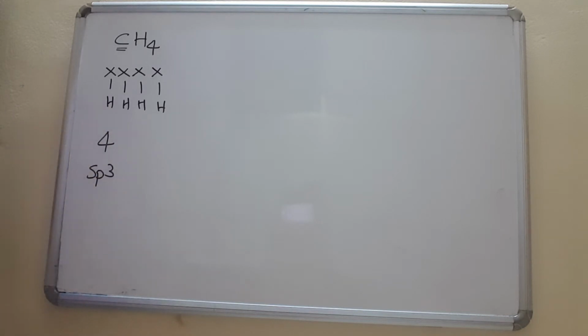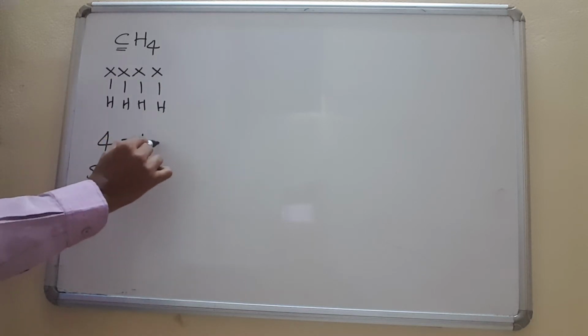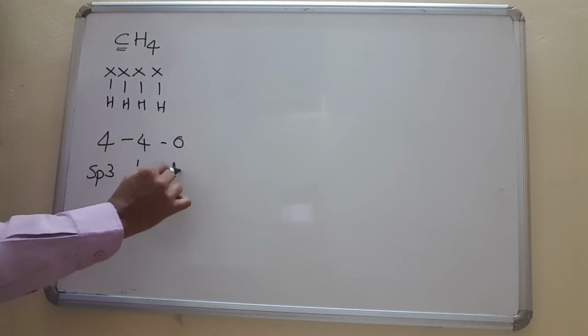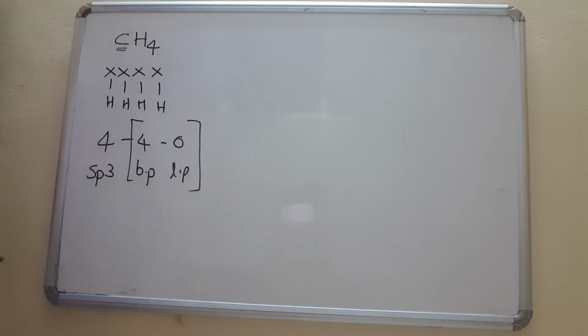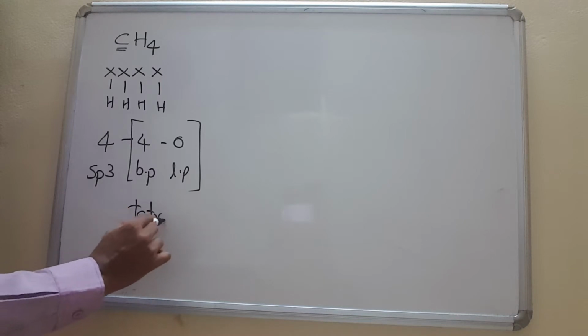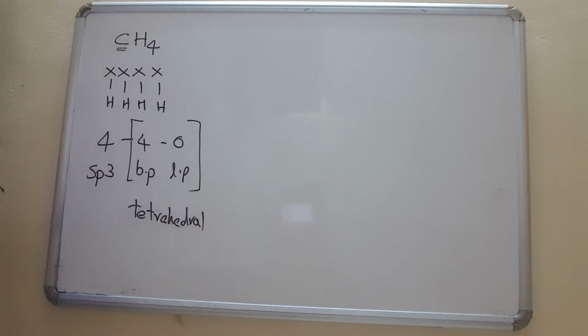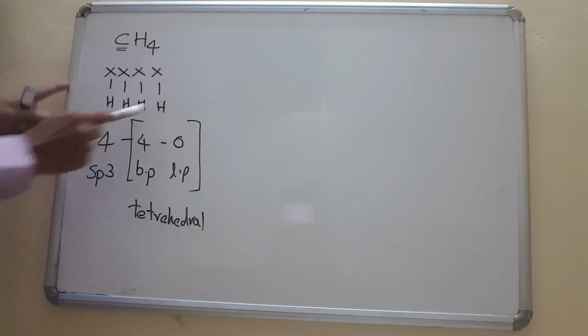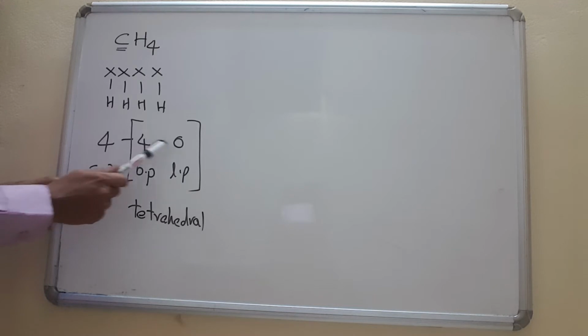Hybridization is sp3. And then 4 bond pairs and 0 lone pairs. See the table. Its geometry is tetrahedral. Okay, so like that you can predict. First you have to find out how many electron pairs there are. Then hybridization, bond pairs, lone pairs and shape of the molecule.